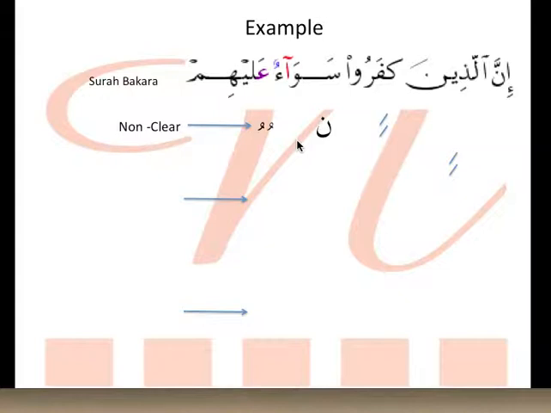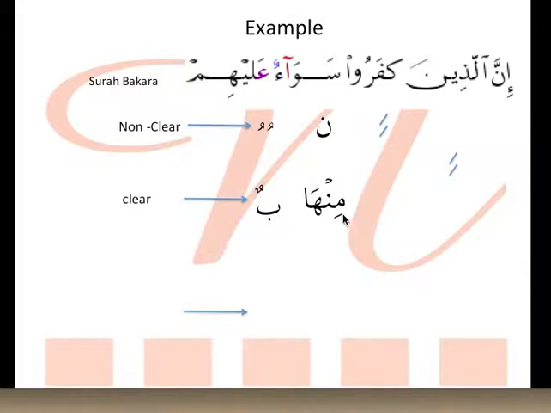Now let's see the izhar rule. The clear rule is, for example, ba with dhammatain on top of it, tanween al-dham. We read it bun. How it is written in the Quran, it would be written like this, dhammatain, or most likely like this one, the dhamma and that hat on top of it.